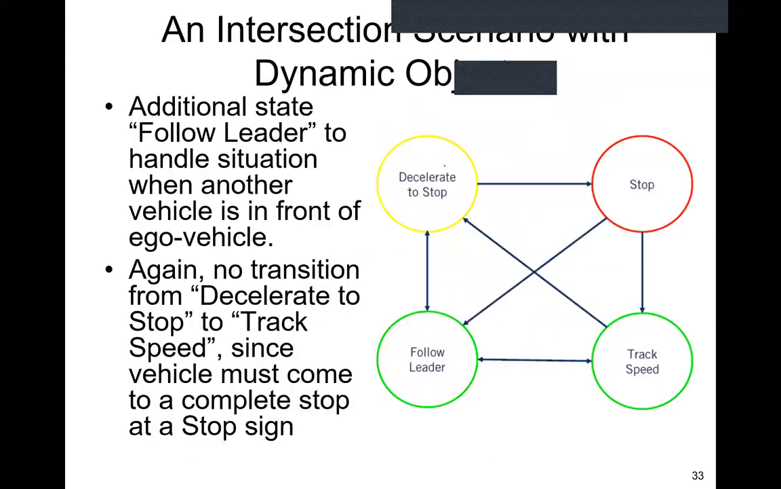So at the intersection with dynamic objects, you need to add an additional state, follow leader, to handle situations where another vehicle is in front of the ego vehicle. So again, you can see that this is a one-way arrow, not a two-way. No transition from decelerate to stop to track speed, since the vehicle must come to a complete stop at a stop sign.